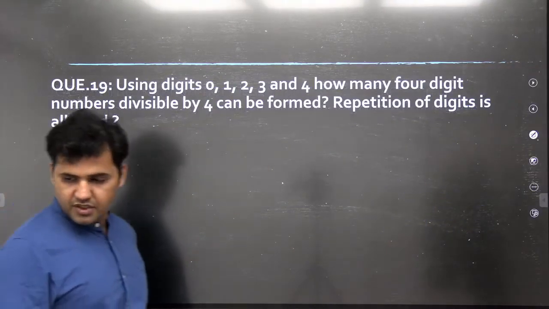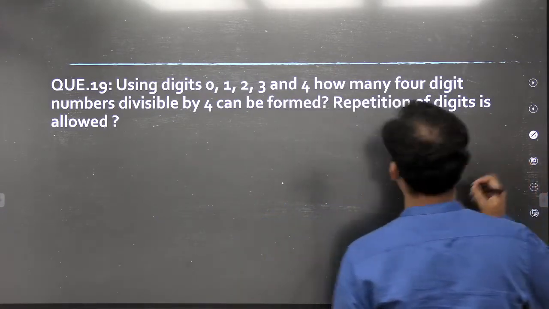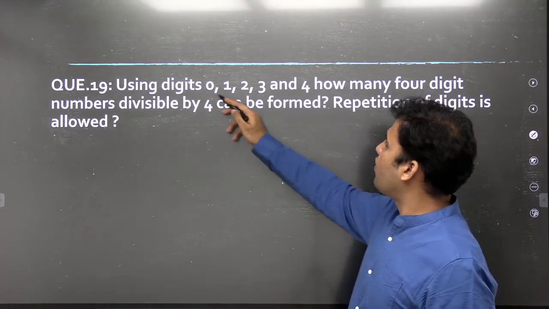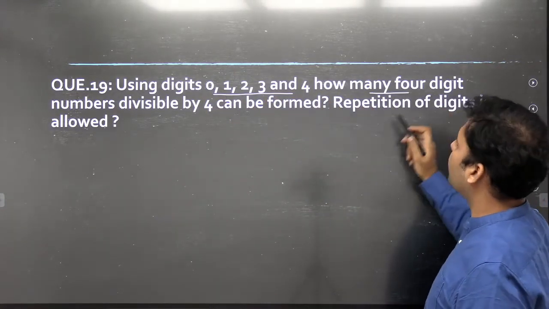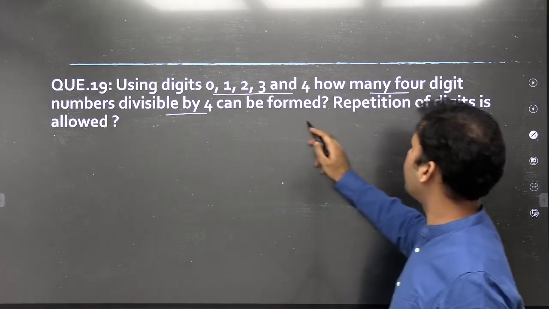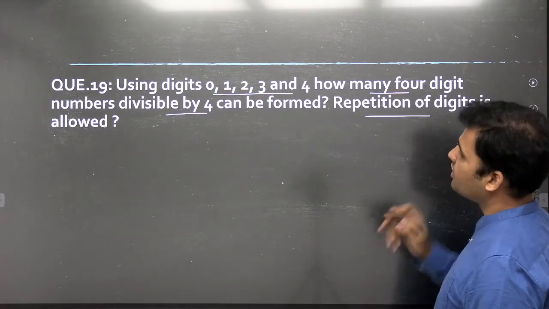Now moving ahead to question number 19. What do we have in this question? Using the digits 0, 1, 2, 3 and 4, how many 4 digit numbers divisible by 4 can be formed where the repetition of a digit is allowed?